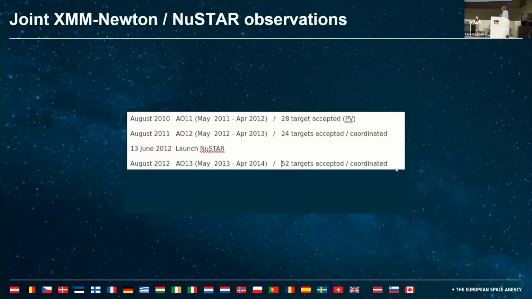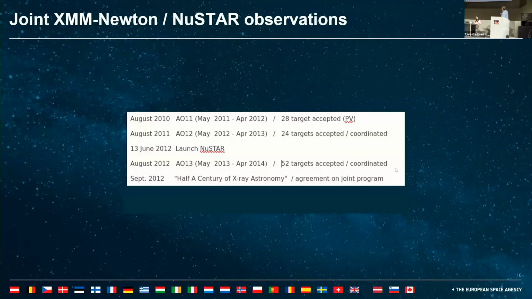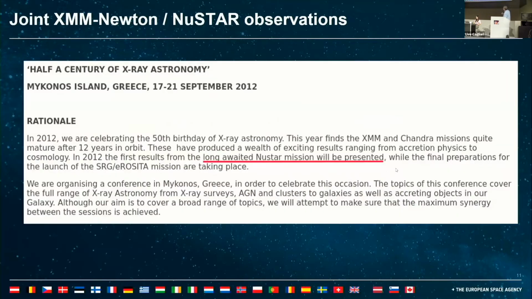Okay, what was the next step? Now the launch in June, but in August we open already the next AO. Now a big list of targets. I think this is a mixture, either people knowing about NuSTAR scheduling, asking XMM, other people asking for XMM, going to Fiona, asking for disciplinary time. And during this AO, there was then the Harvard Center for X-ray Astronomy conference, shortly after the launch. And here the rationale: the long-awaited NuSTAR mission will be presented.